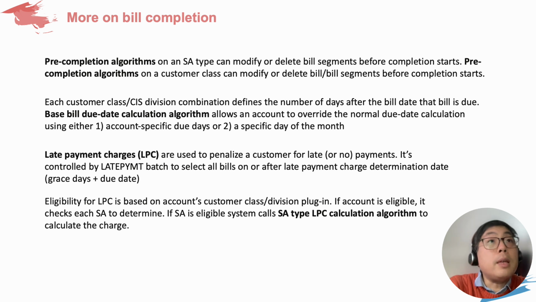Okay, and next, eligibility of the late payment charge is based on the account customer division plugin. If the account is eligible, it checks each SA to determine if the SA is eligible. System will call the SA late payments calculation algorithm to calculate the charge. So there is a plugin support on the SA type for this.